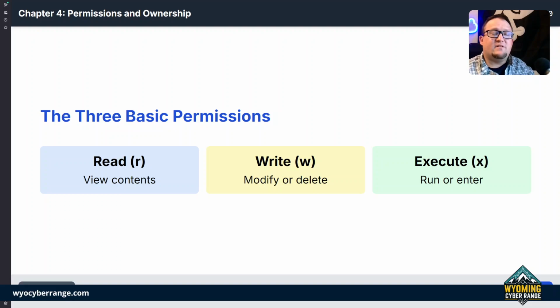So there are three basic permissions in Linux. There's read, where you can view all the contents. There's write, where you can modify or delete. And there's execute. Execute, think of this like when you're trying to run a program or a script. Are they allowed to run this as a compiled script? If so, they will have the execute permission.